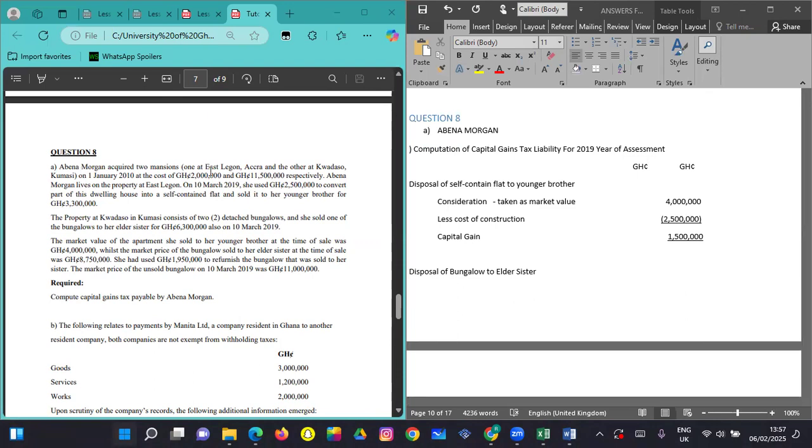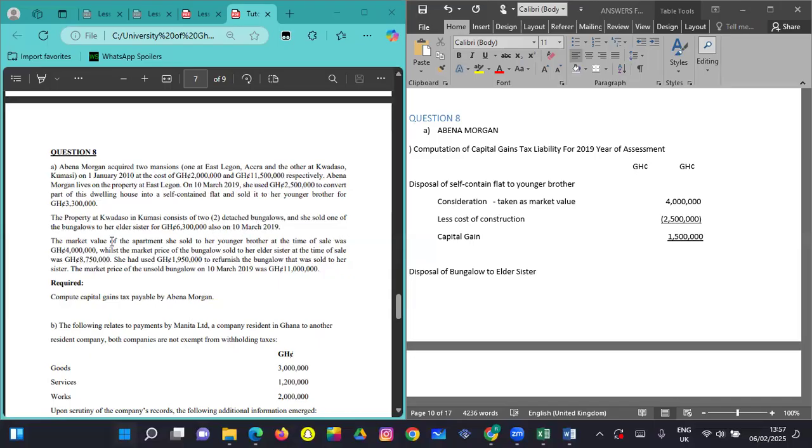Abnormal acquired 2 mansions, one at East Legon, Accra, and the other at Kwadaso, Kumasi, on 1st January 2010 at the cost of 2 million and 11.5 million respectively. Abnormal lives on the property at East Legon. On 10th March 2019, she used 2.5 million to convert part of this dwelling house into a self-contained flat and sold it to her younger brother for 3.3 million. The property at Kwadaso in Kumasi consists of 2 detached bungalows, and she sold one of the bungalows to her elder sister for 6.3 million.